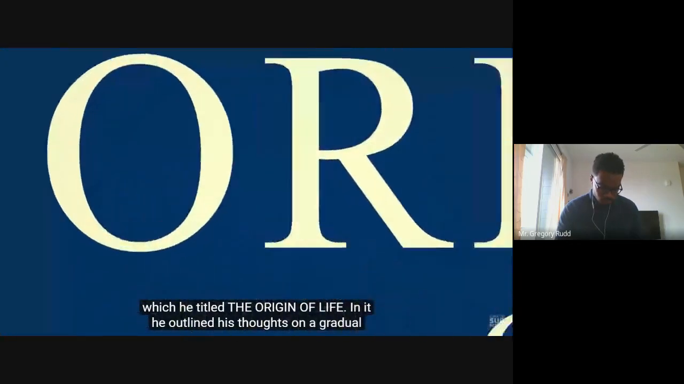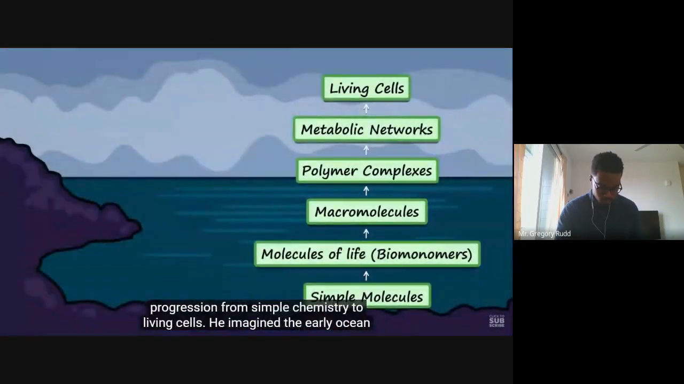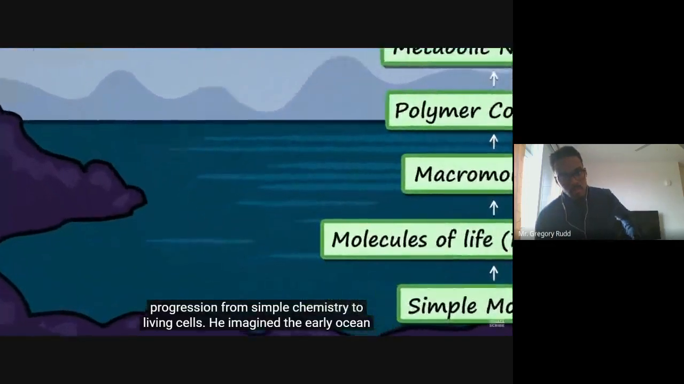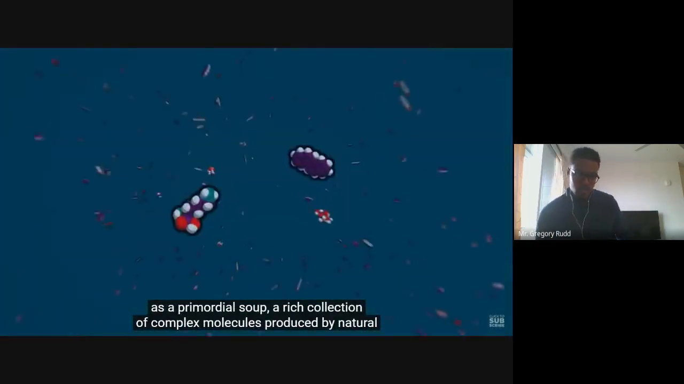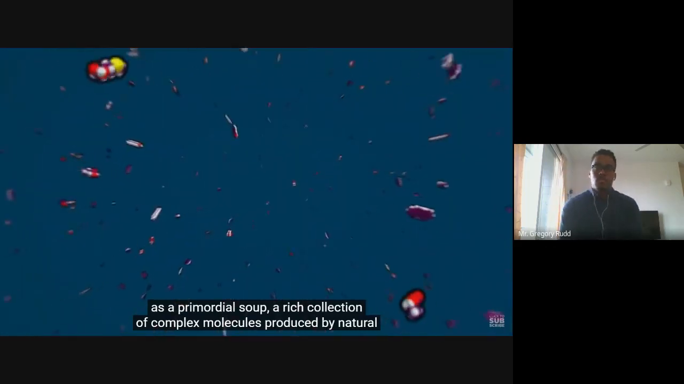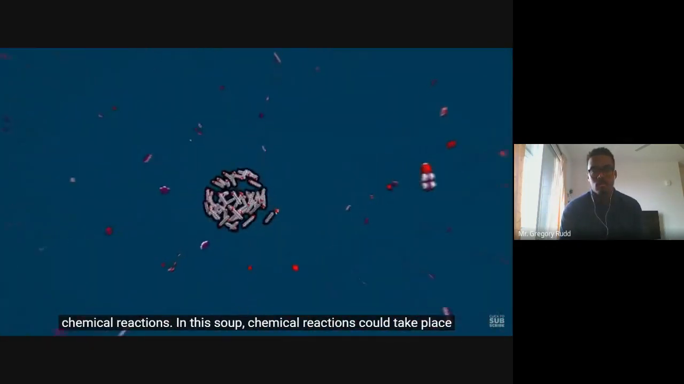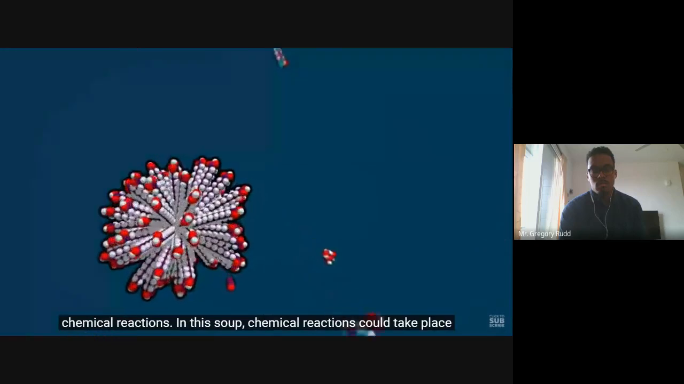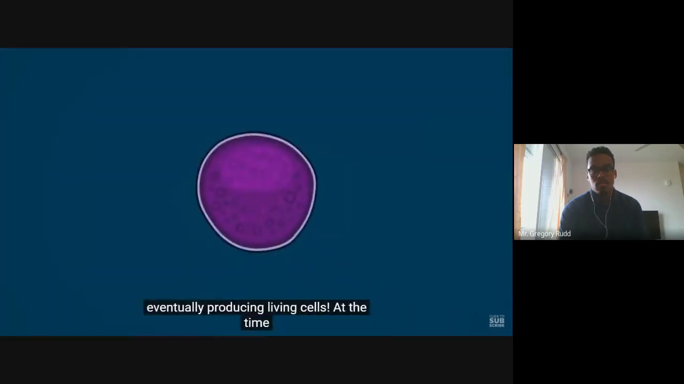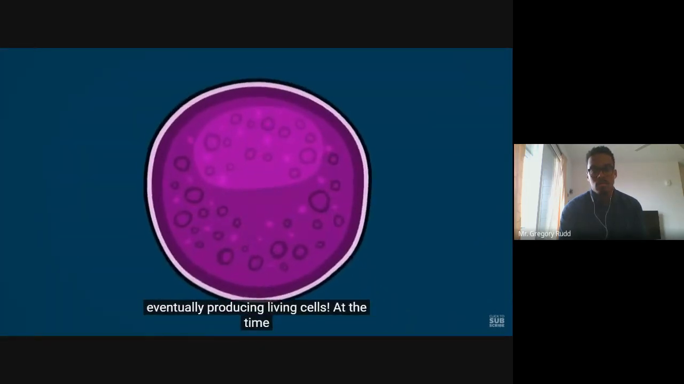In it, he outlined his thoughts on a gradual progression from simple chemistry to living cells. He imagined the early ocean as a primordial soup, a rich collection of complex molecules produced by natural chemical reactions. In this soup, further reactions could take place, eventually producing living cells.